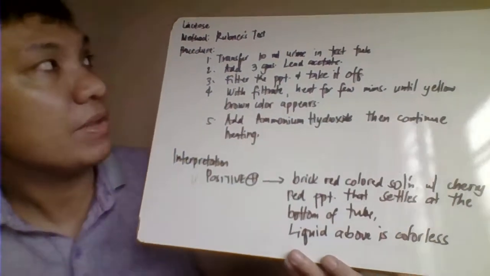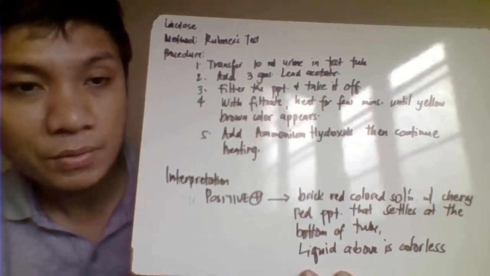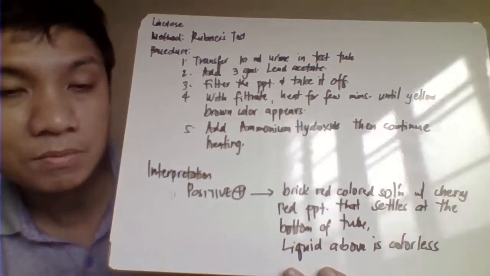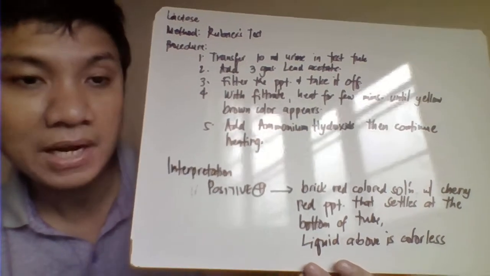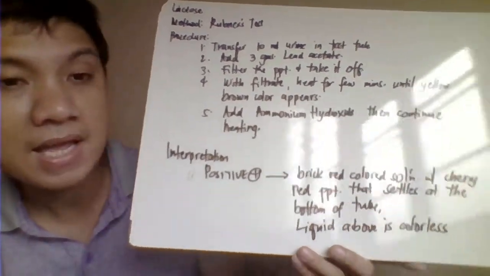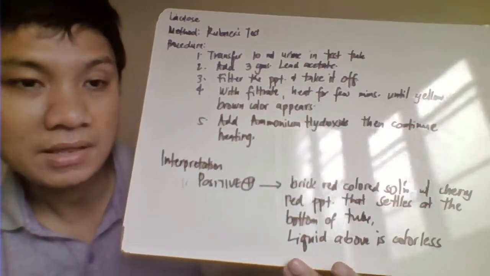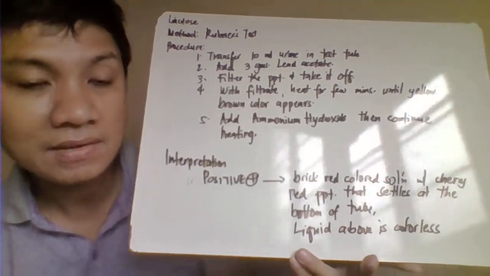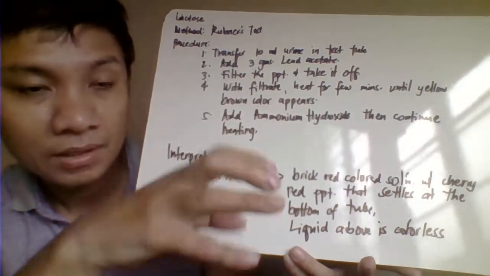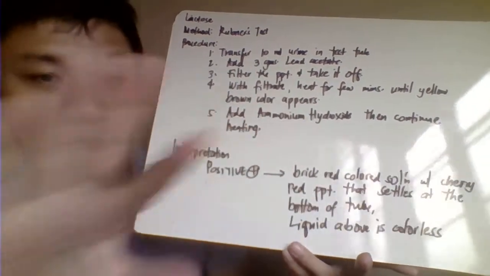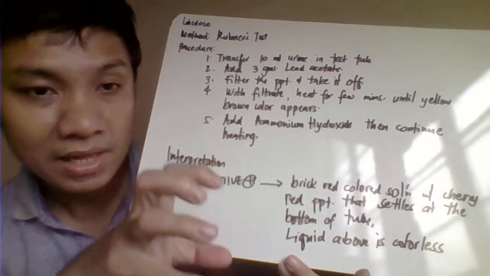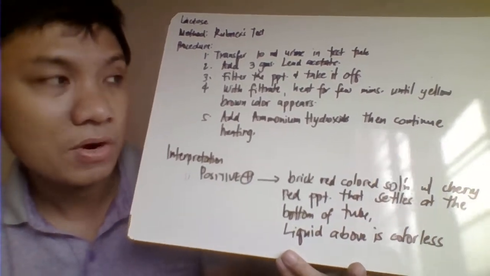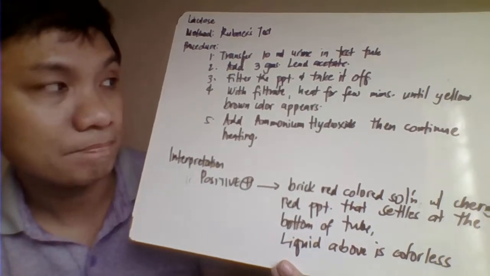Okay, the next one, we have here the test for lactose. So we have your Rapner's test. Procedure for that, transfer 10 ml of the urine in a test tube. Then you add 3 grams of your lead acetate. And then filter your entire solution. And then set aside the filtrate. The filtrate is the liquid portion. The precipitate on top, do not include that. Just get the filtrate at the bottom, that's a liquid solution. And use that as your sample for the continued process.